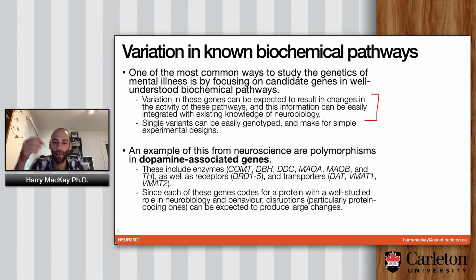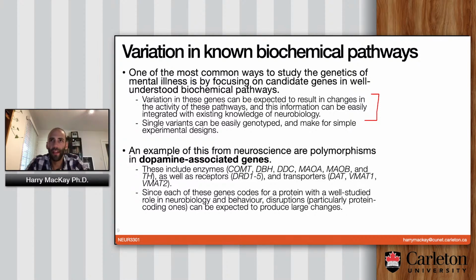Another good thing about these types of studies is that typically a variance in known biochemical pathways can be easily genotyped because it's usually just one particular allele that changes a certain protein, a given enzyme or a receptor or something that processes or receives the neurotransmitter. So if you can genotype people easily at one locus, that makes it very easy to design experiments because you can just get a whole bunch of people, divide them into two groups. They either have the mutation or they don't. They either have this allele or that allele, and you can do a whole bunch of tests on them and then just compare the two groups and see if there's a difference.